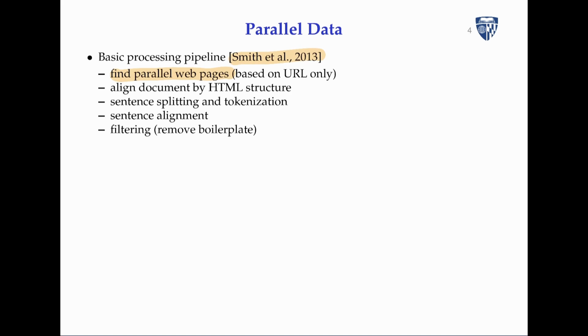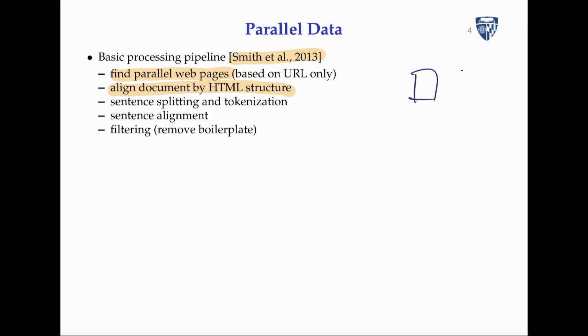The simplest method you can try is to look only at the URL. So just match things by URL and check if there's something that says lang equals en for English language and then lang equals fr for French. And that's the only difference in the URL. That is often a very good indication that these are the two translated documents. You could also align documents by HTML structure. More on that later.